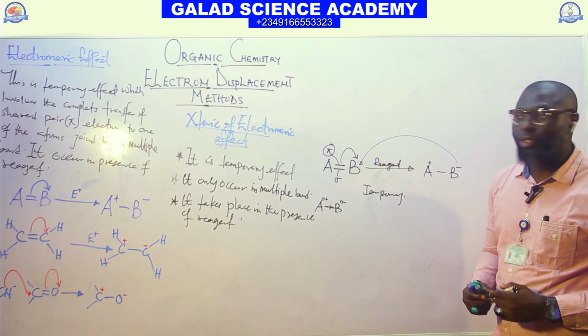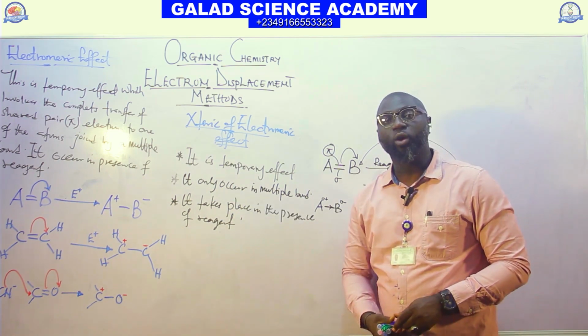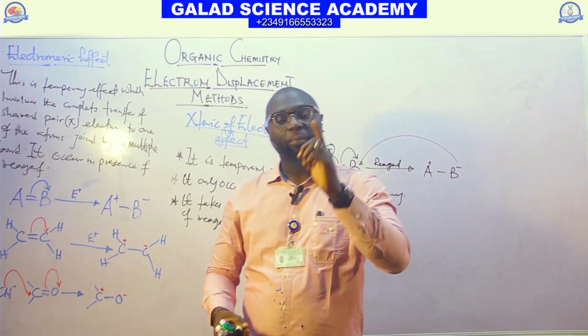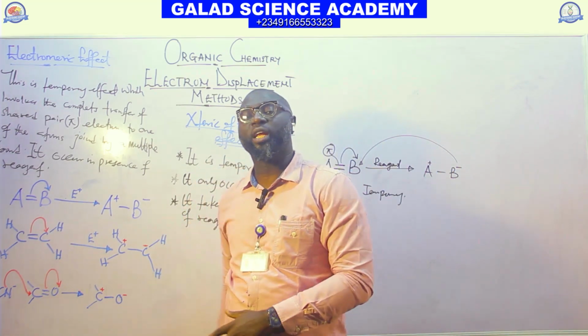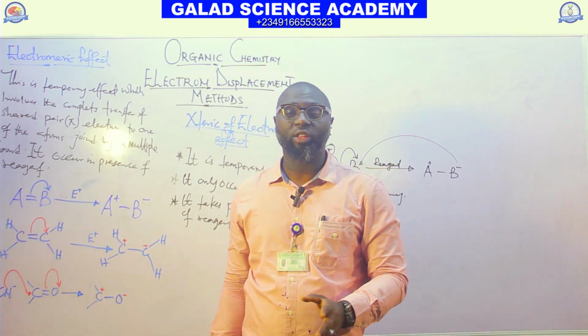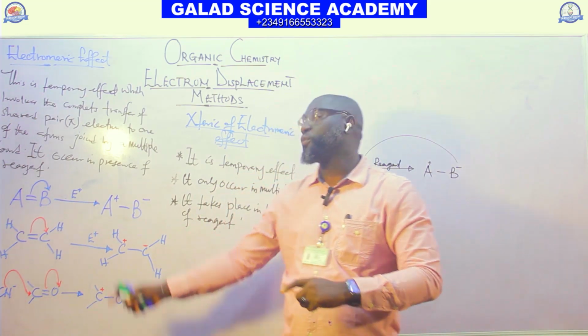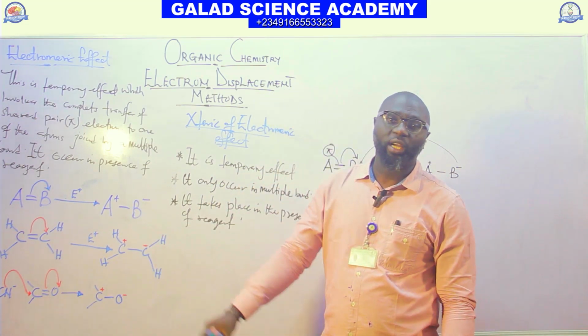So that is all about the electromeric effect: a temporary effect that involves the shifting of the pi bond electron to one of the atoms due to the presence of external reagents.